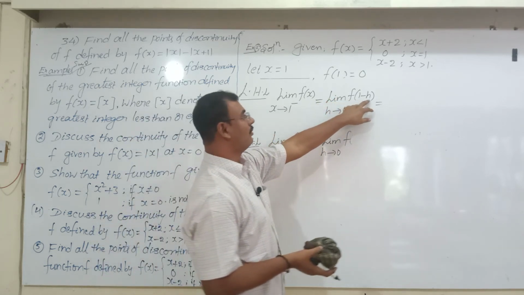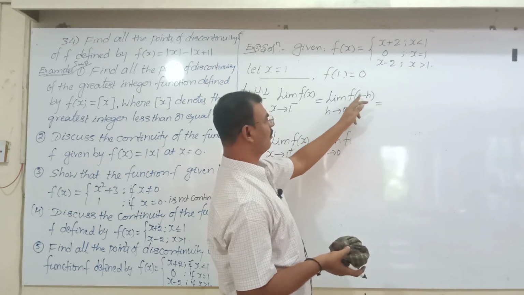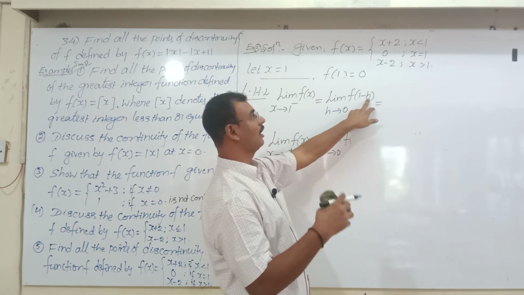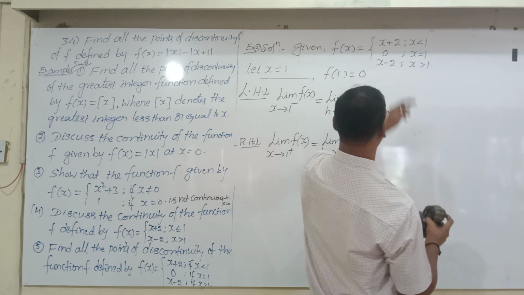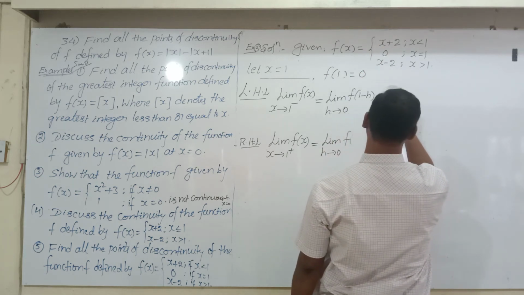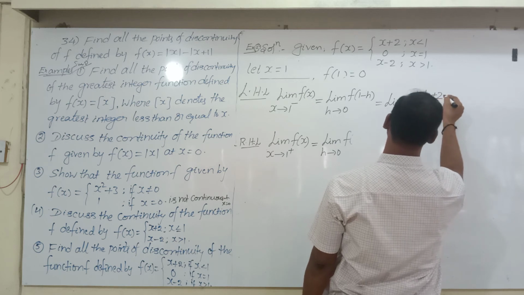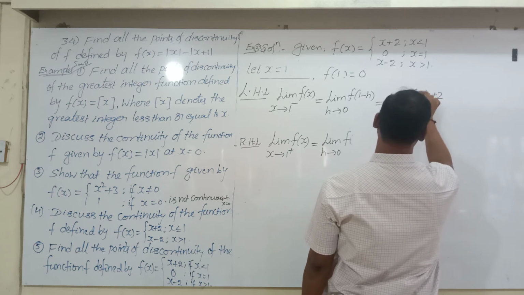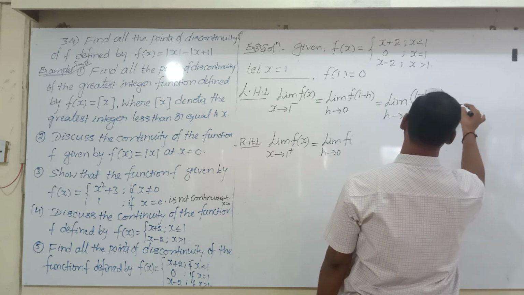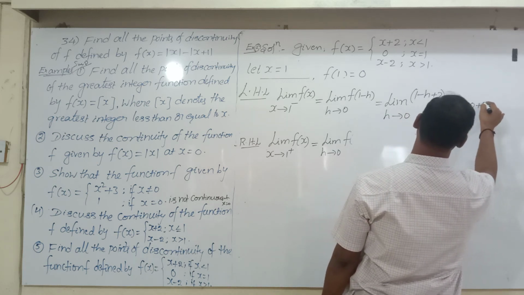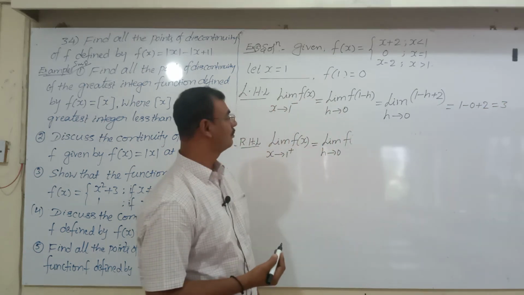Limit of f of 1 minus h as h tends to 0. Now giving the same meaning. 1 minus h meaning what? Smaller than 1. When x is smaller than 1, what is the f of x? x plus 2. So substitute here. Limit of 1 minus h plus 2 as h tends to 0. Now apply the limit: 1 minus 0 plus 2. We get 3. This is the left hand side value.